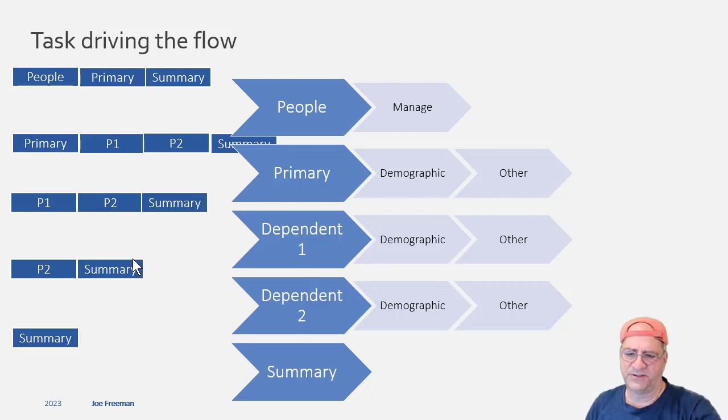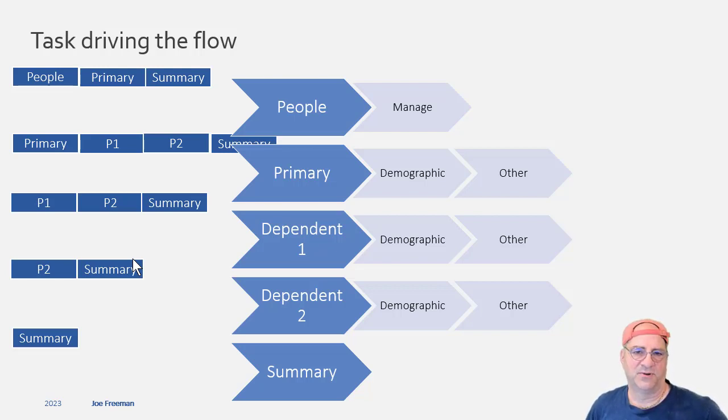The person and the person, they enter data in the people page, and it tells us that there's actually 3 people associated with this. So as we leave this, the people task has gotten popped off the stack. We end up with a primary and a P1, a dependent 1, a dependent 2, and a summary page. And that drops us immediately into the primary.